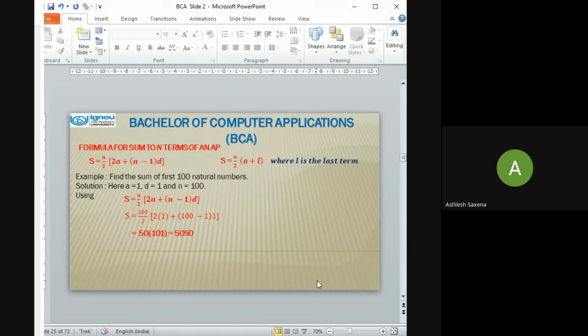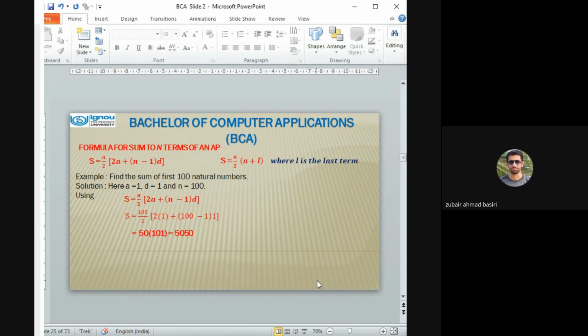Now see to it. Your first problem is: find the sum of first 100 natural numbers. What will be the first term? N will be 100, and the first term is 1 because we are starting from 1 to 100. What will be your common difference? We are going from 1 to 2: 2 minus 1 is 1, 3 minus 2 is 1. It will be 1. So straight away you can apply the formula.